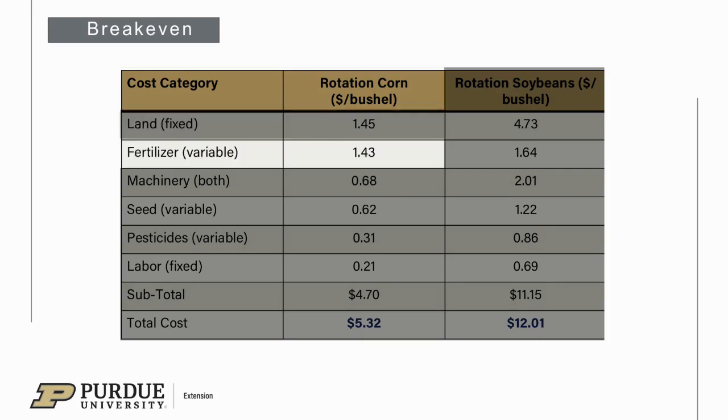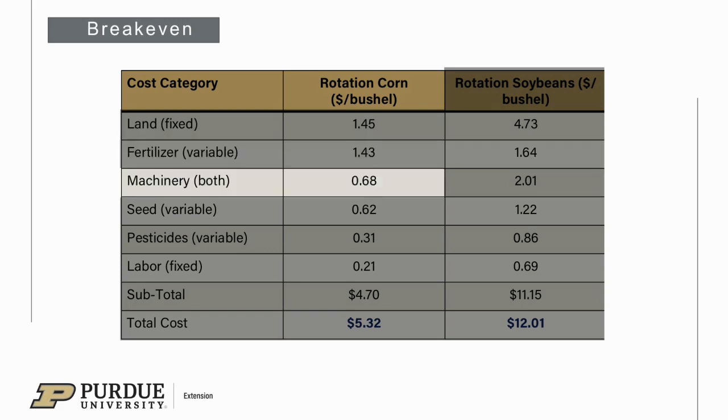Fertilizer is about double compared to what it was last year at $1.43 per bushel. And the machinery, which has both variable and fixed components because we've got repairs, fuel, machinery ownership costs in there, is the third largest at 68 cents per bushel. Machinery and labor vary tremendously across farms, and so it's very important that you put your own numbers in there for machinery and labor in particular. Some of these other costs do not vary quite as much, but it's always nice to benchmark some of these other costs with your own fields, your own farm situation.